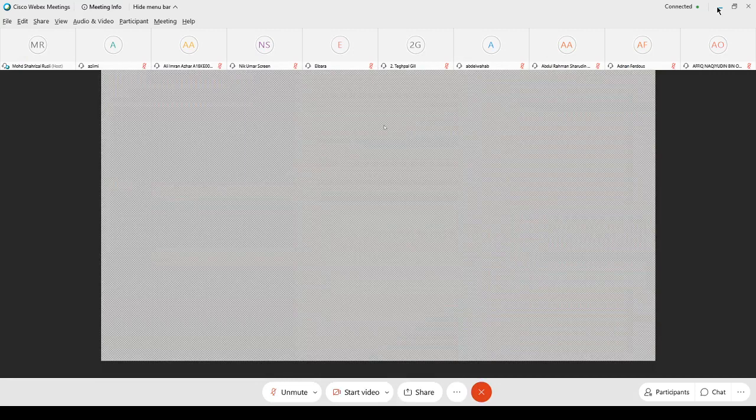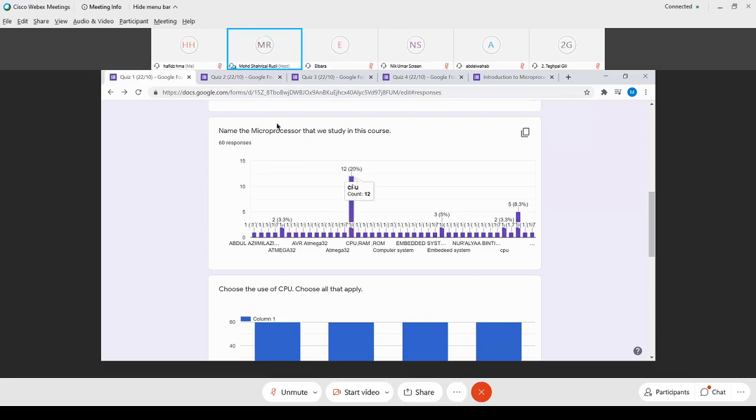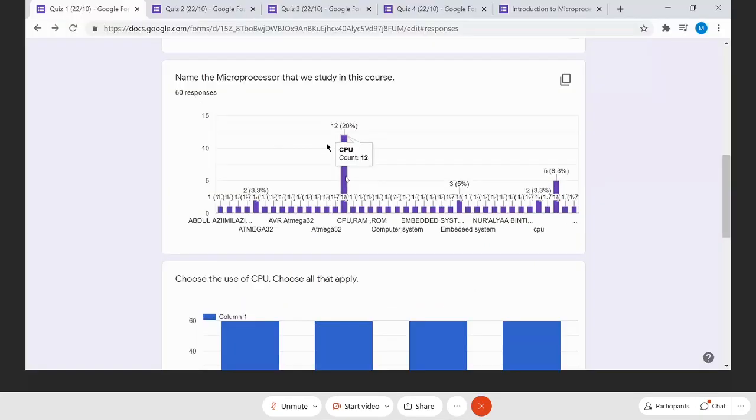Name the microprocessor that we study in this course. CPU, RAM? What do you guess the answer is? Atmega 32. Oh, even the name of the manufacturer comes out. It's actually Atmega 32, guys. Okay, very good. Many of you understand this.